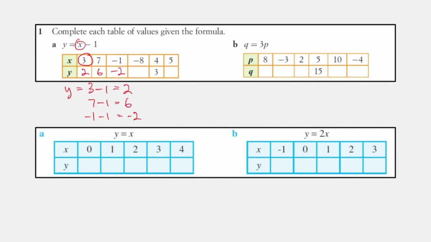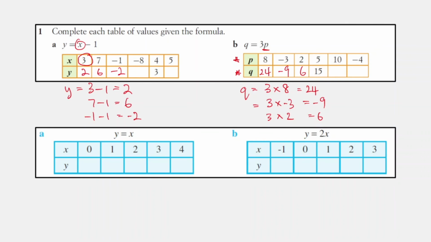Question B, Q equals 3P. Now the letters here can be anything. It can be x and y, it can be a and b, or whichever. So first one, Q equals 3 times 8, because we're substituting the P for the number, which is 24. 3 times negative 3, which is negative 9. 3 times 2, which is 6.